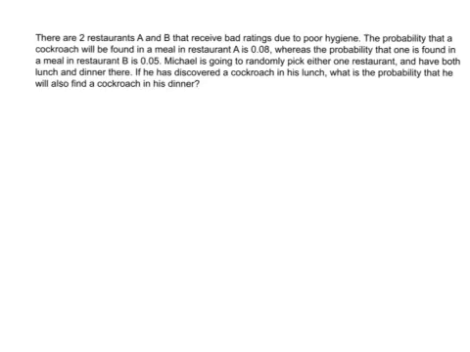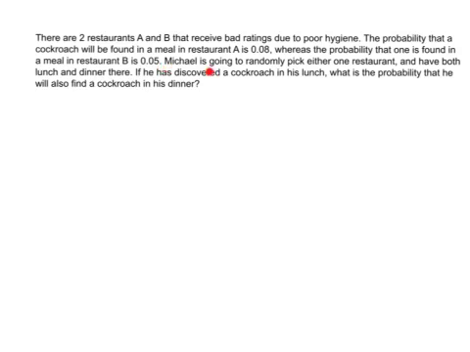So here's a problem that deals with conditional probability. Okay, so let's go through this. If there are two restaurants, A and B, that receive bad ratings due to poor hygiene, the probability that a cockroach will be found in a meal in restaurant A is 0.08%, whereas the probability that one is found in a meal in restaurant B is 5%.